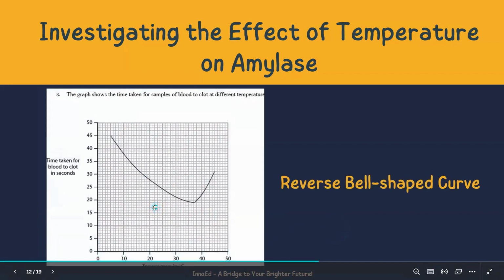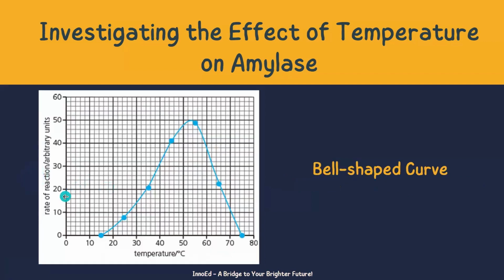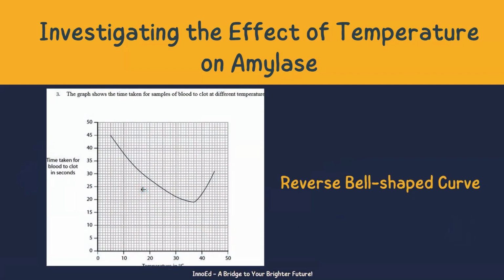When you plot the temperature against the time taken, you will get a reverse bell-shaped curve. I put this graph here because this is the usual tricky question that you will encounter in your exam paper. So you have to look at what is the value on the y-axis carefully. If it is rate of reaction, you will get a bell-shaped curve. If it is time taken, you will get a reverse bell-shaped curve, just like this one.